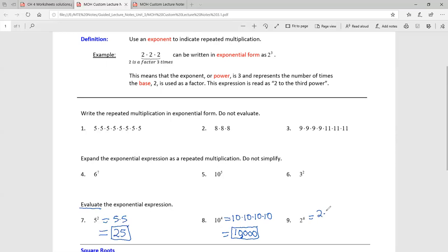Number 9, 2 to the 6th. That's 2 times 2 times 2, 2, 2, and 2. 1, 2, 3, 4, 5, 6 of them. I'll actually show the multiplication step by step this time, just in case anyone needs to see it. You might be able to verbally just go through it: 2 times 2 is 4, 4 times 2 is 8, etc. I'll show all the work for this though.